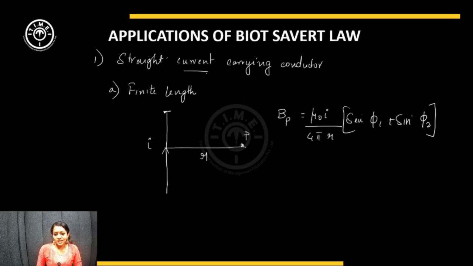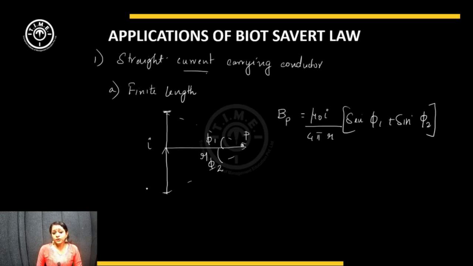See, these are the two finite ends of the conductor. I am just drawing a dotted line connecting the finite ends to point P, and these dotted lines are making these two angles with the vector r. So, those angles can be denoted as phi 1 and phi 2. This is a very important equation. You have to learn this equation by heart. This is the equation to find the magnetic field due to a current carrying conductor of finite length.